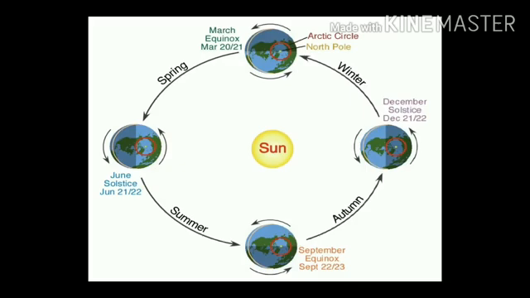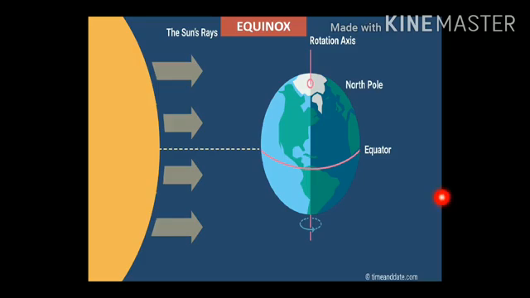Now, let's discuss about equinox. What is equinox? Here you can see that on 21st March and 23rd September, direct rays of the sun fall on the equator. At this position, neither of the poles is tilted towards the sun. So the whole earth experiences equal days and equal nights. This is called an equinox.